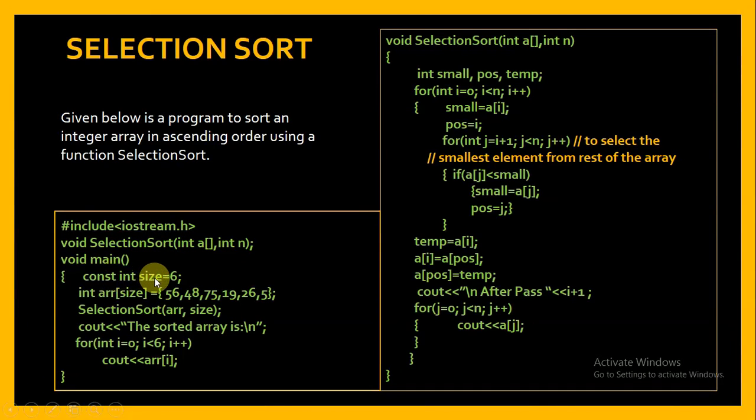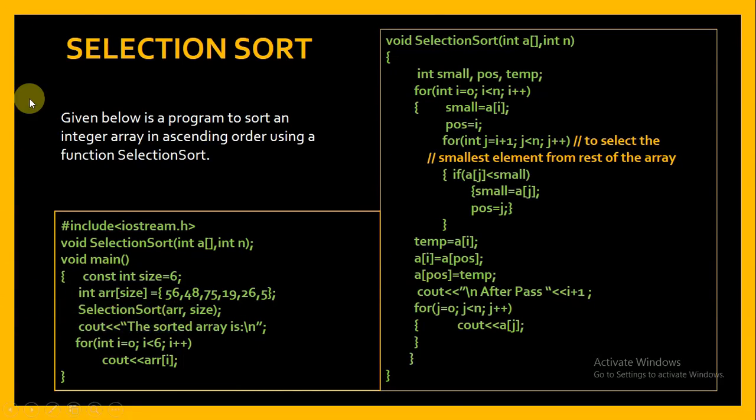Now this is a constant integer, the size of the array, which is declared as 6, and then we are declaring an array of size 6 and initializing it with some values, and you can see that this array is not sorted. All the values are in random order. Now we are calling the function selection sort, in which we are passing the array and the size of the array to sort this array.